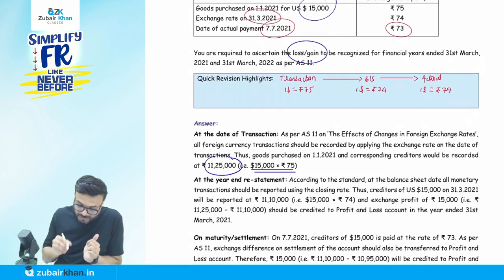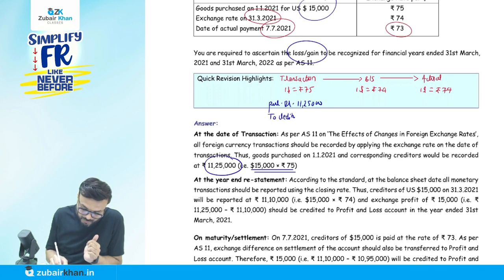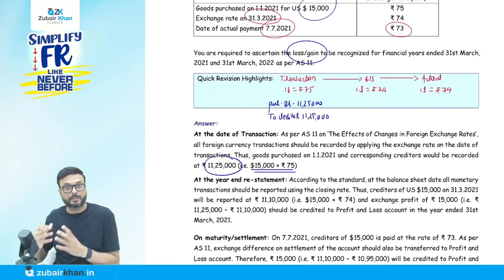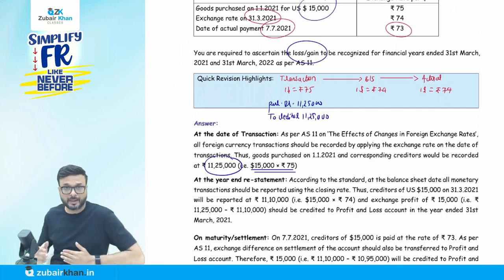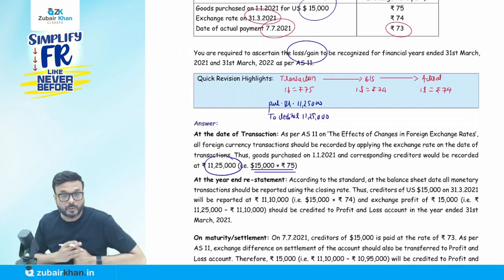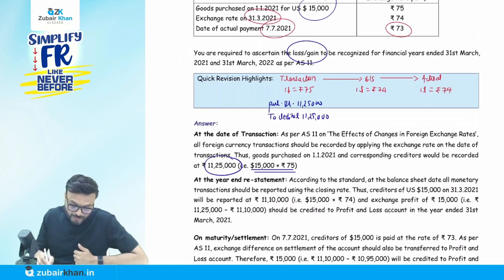Suppose I recorded the purchase account debited by 11,25,000, and I'm crediting the creditor account by 11,25,000. Now I come to the balance sheet date. Now when $1 is equal to rupees 74, understand this: I'm not liable to pay at the rate 75. The creditor is a monetary item. I'm liable to pay on the balance sheet date at 74. There is a decrease in liability.